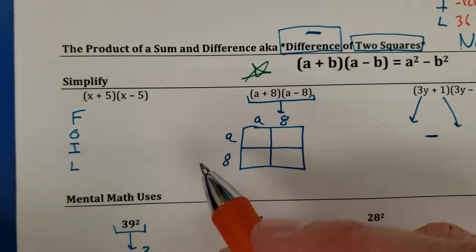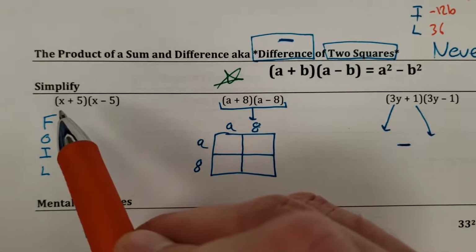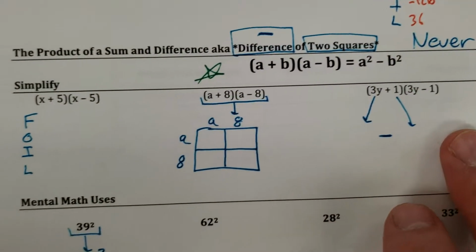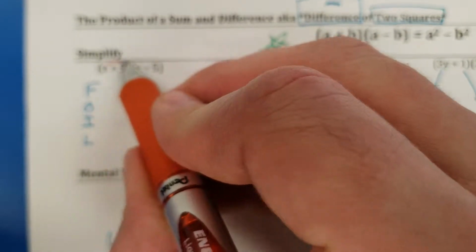Okay, I can do the polybox or I could do FOIL. But as soon as you see a plus 5 and a minus 5 and they're both x, you can go right to this shortcut. So I'll get to the shortcut here in a second. Okay? So if it's the same pieces, but one's a plus, one's a minus, let's do FOIL.